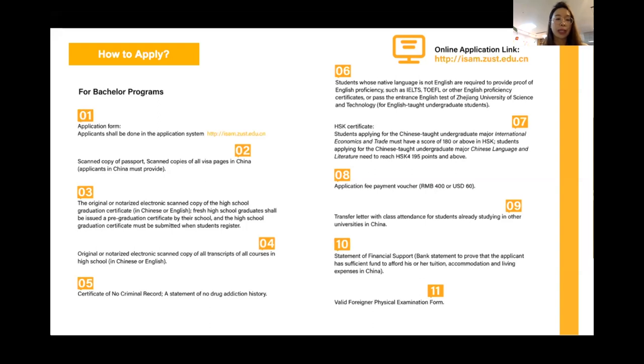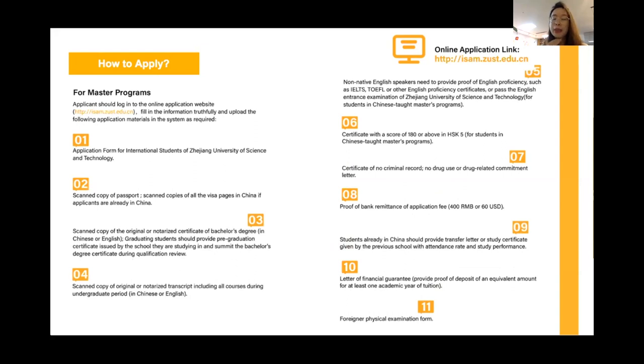For others, you need to submit your passport page, your non-criminal record, your language proficiency certificate, the physical form, statement of financial support, etc. It seems that there are quite many documents, but there's no need for you to worry at all. You can seek guidance or assistance from our partner, or you can take a photo here, or you can email us later.